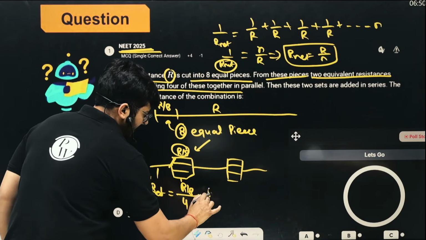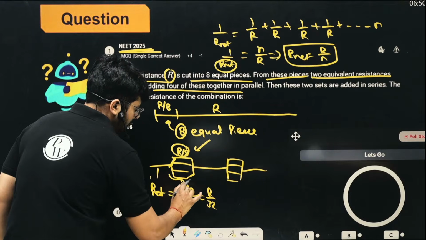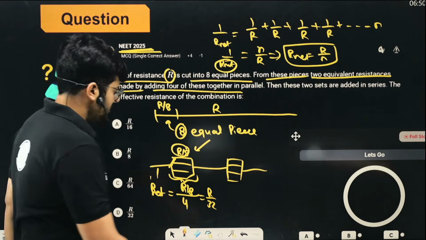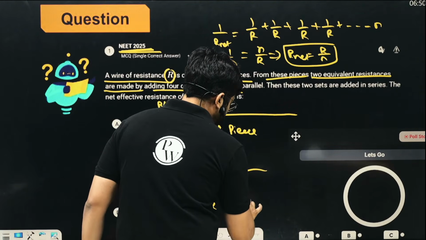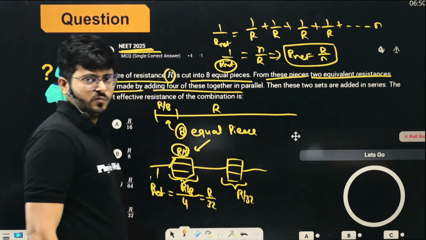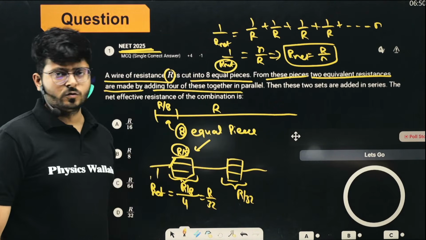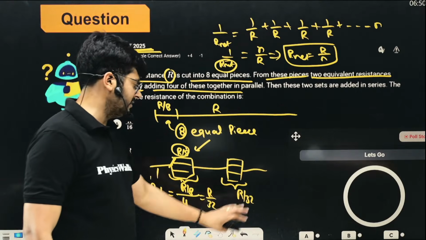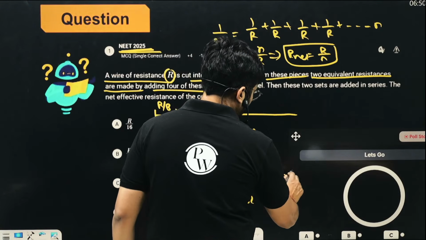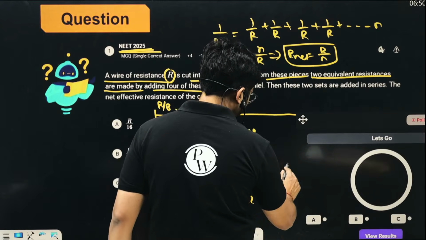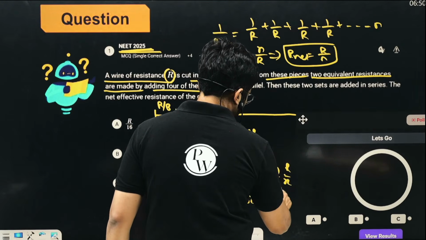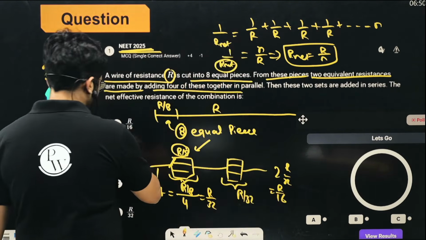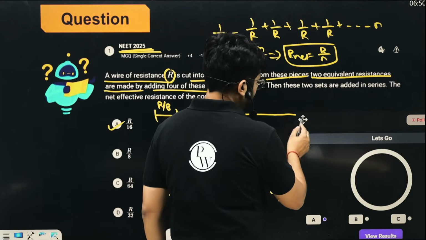So we can say that R upon 32 is the net combination resistance of the first portion. Similarly, R upon 32 will be the net combination of the next 4 set. They are added in series, so you are going to add them up. This and this are added up. So 2 times R upon 32, which is R upon 16, which is option A, right? I hope the idea is very, very clear.